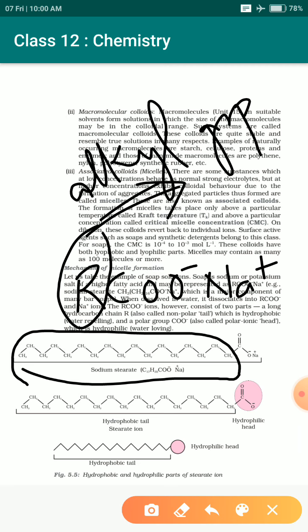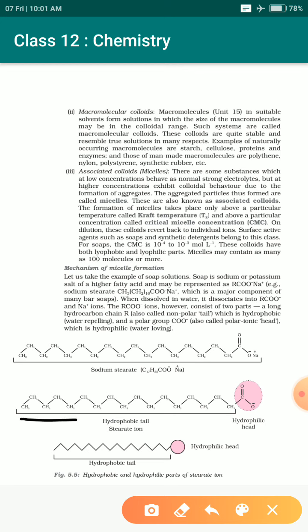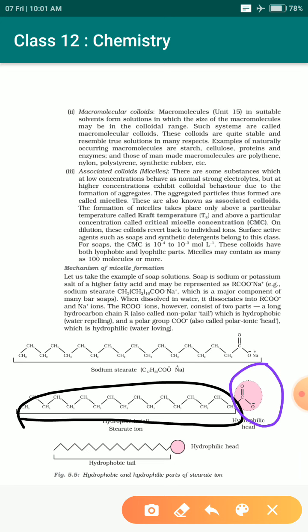Just now understand that this is an alkyl group, and what happens in certain situations is that the soap structure, when it gets dissolved into the water, gets separated into two parts. One is this long chain structure, another one is this short COO minus structure. So there will be two structures present in it.